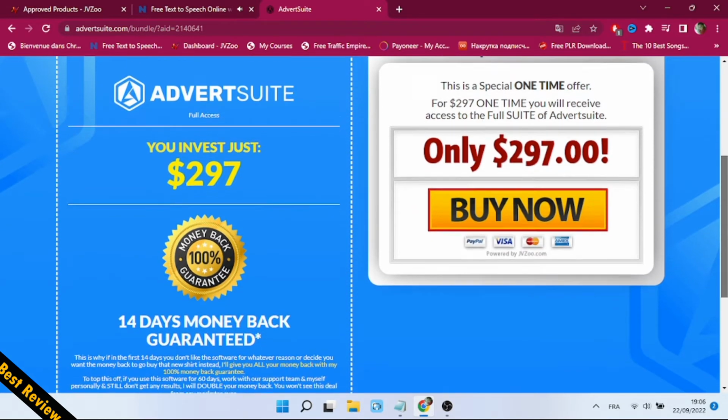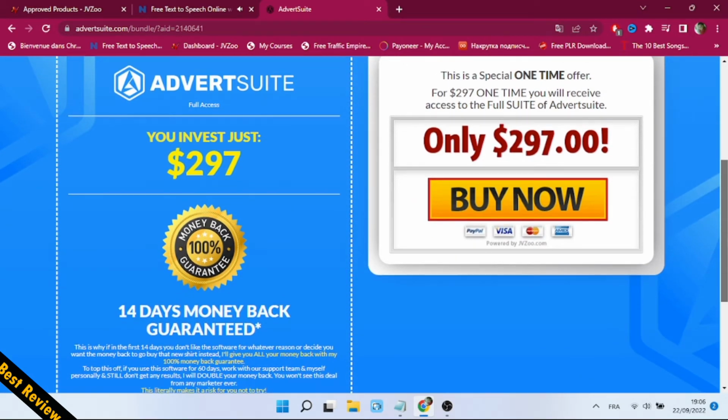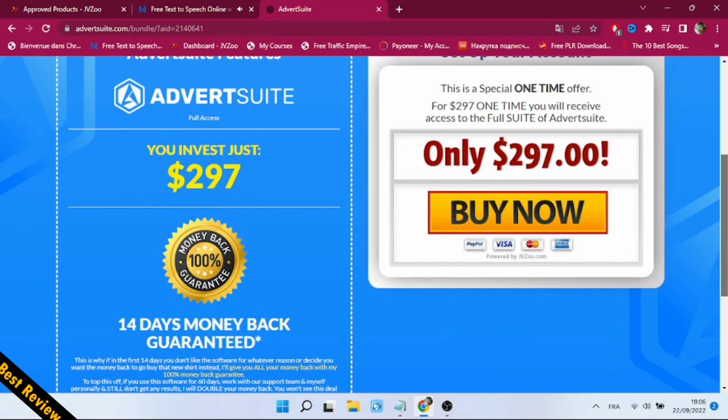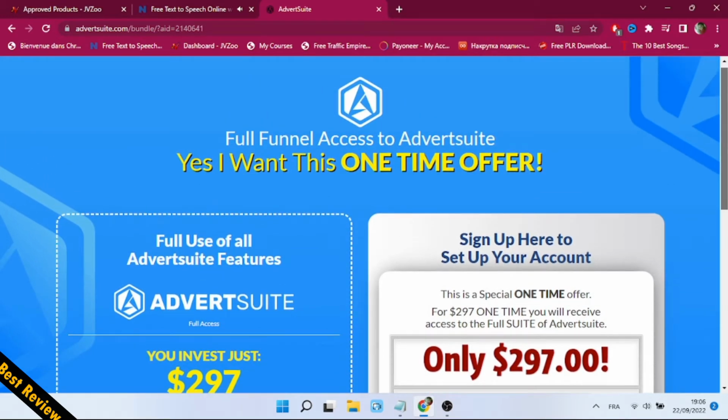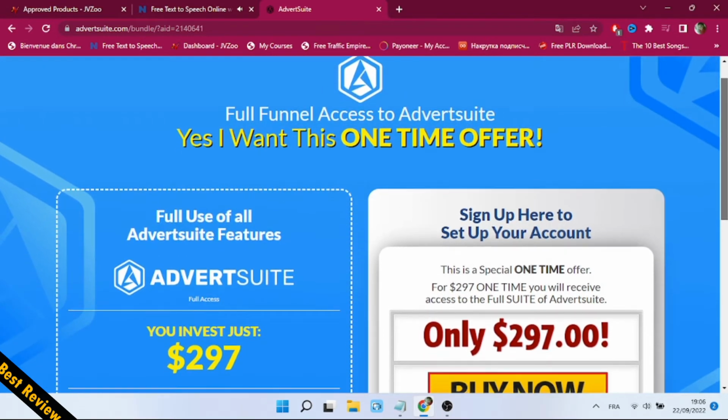On their beautifully designed website they present AdvertSuite from the angle of being able to see what ads work for others, and how you won't need to spend money on testing anymore because you can simply replicate successful ads in any niche.